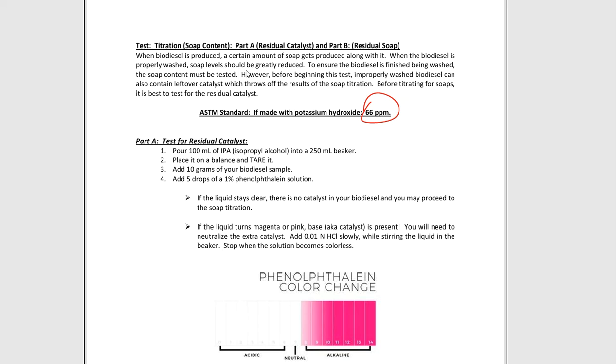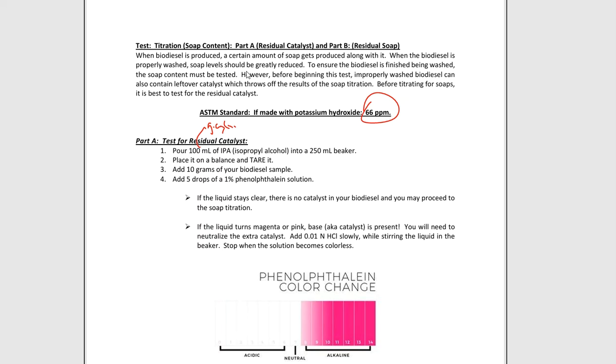All right. Part A, the test for residual catalyst. This is actually going to be pretty easy. It's just going to take a little bit of prep on your part in order to get this done. Number one says pour 100 mils of IPA, which is rubbing alcohol, into a 250 ml beaker. Pour 100 mils. This does not need to be pipetted. This can be a graduated cylinder. Place it on the balance and tare it.